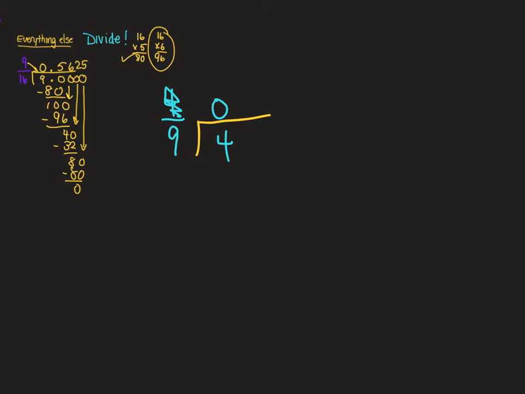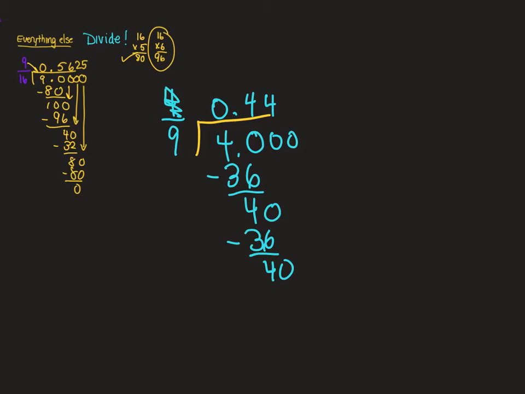9 can't go into 4. 9 can go into 40 4 times, which is 36. And I get a 4 again. Add another 0, bring the 0 down. Look, it's going to be a 4 again, which is going to be 36 again. And I add another 0 and I get 40 again. So I'm pretty sure it's just going to keep being 4s, in which case I write 0.4 with a bar over the top. The bar means that it repeats.